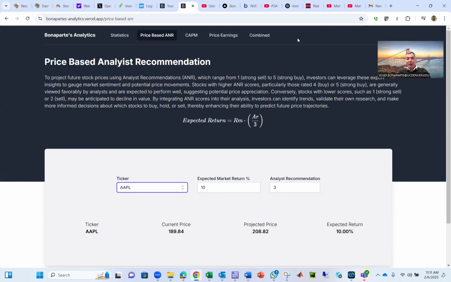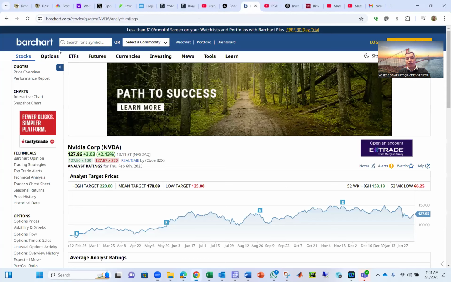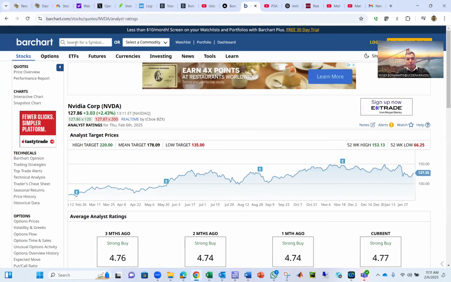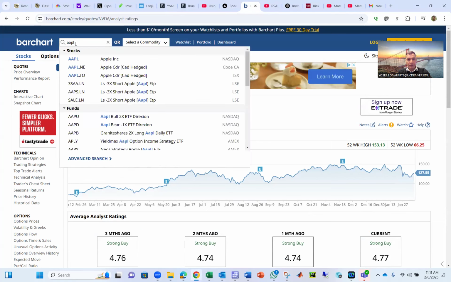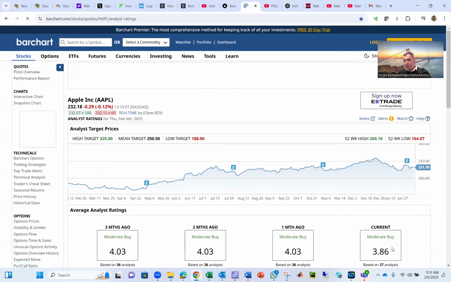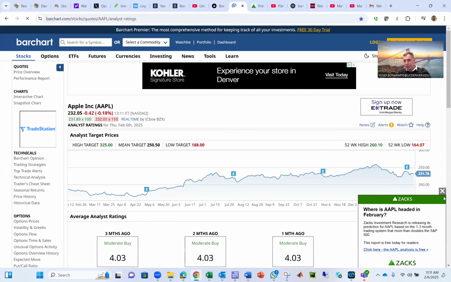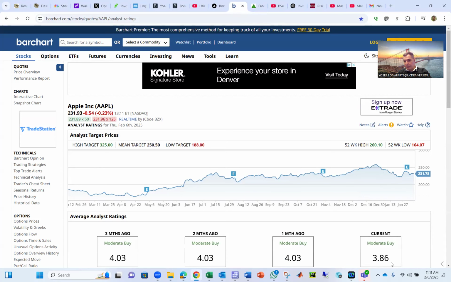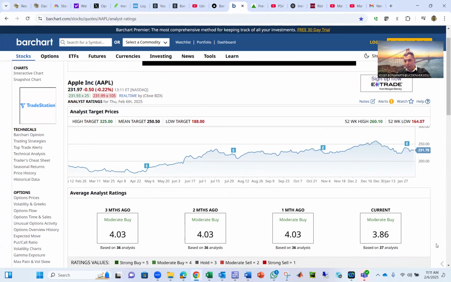The analyst recommendation for Apple, I didn't know. I need to look at that. So there's a website called Ycharts. Ycharts. You put Apple, AAPL. You click on the ticker. And then they give you the current for Apple. In this case, the Apple analyst recommendation is a 3.86.